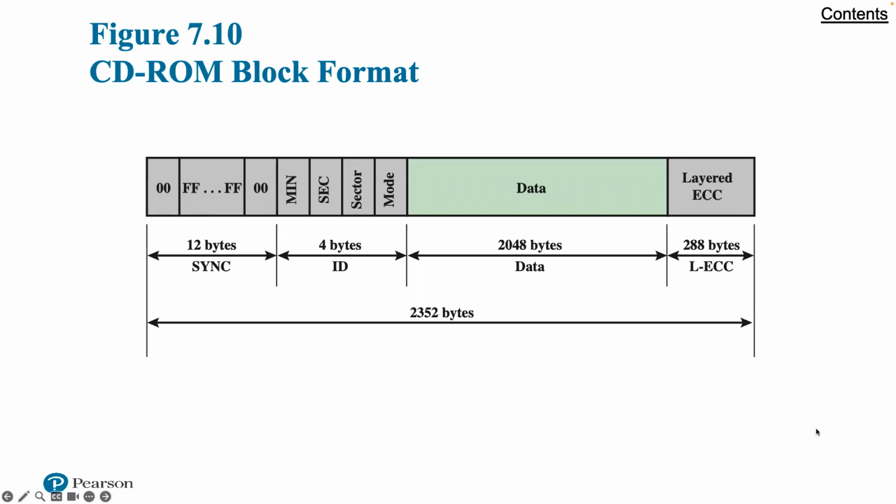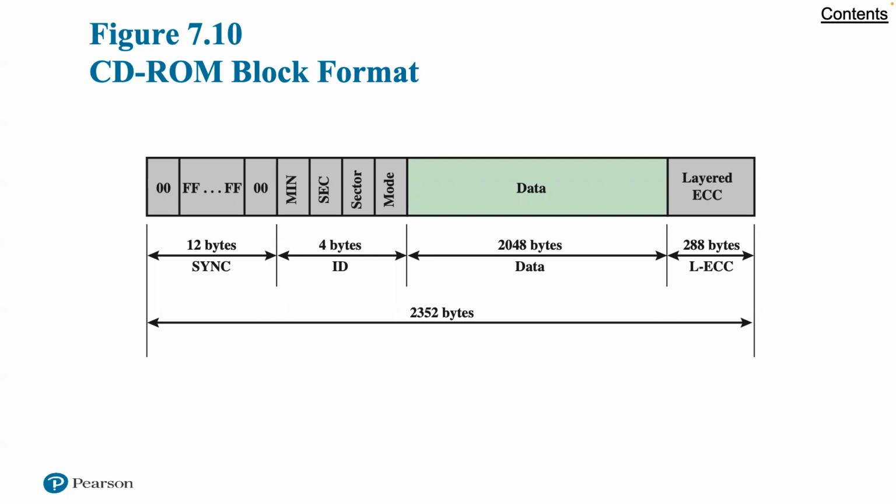So for the block format, data on the CD-ROM are organized as a sequence of blocks. A typical block format is shown here in figure 7.10. It consists of the following fields: the sync field identifies the beginning of a block. It consists of a byte of zeros, 10 bytes of all ones, and a byte of all zeros. Then we have the header. The header contains the block address and the mode byte.